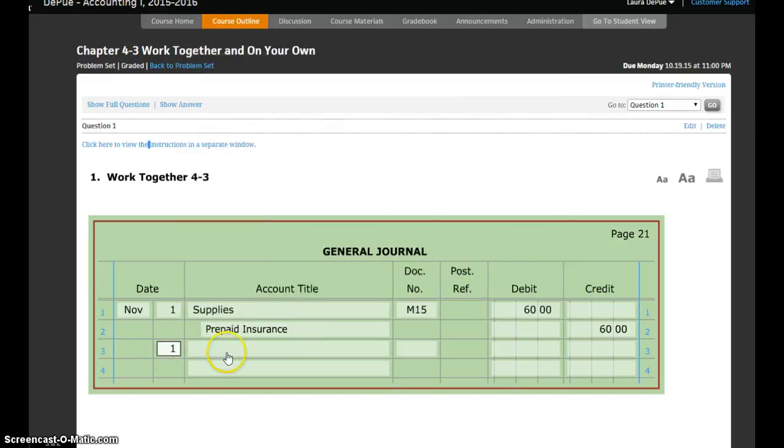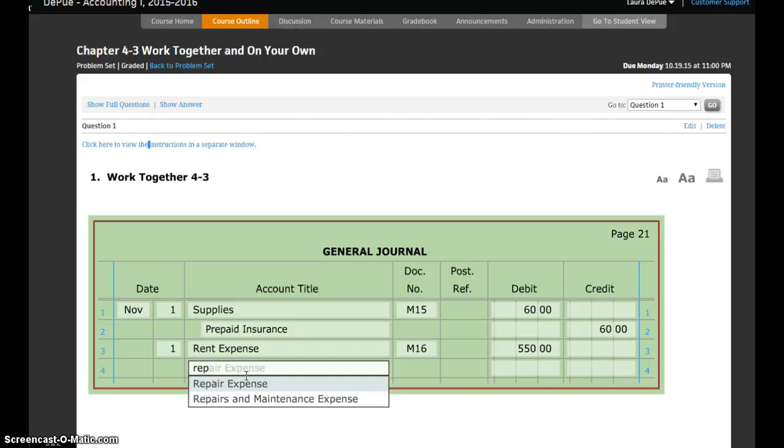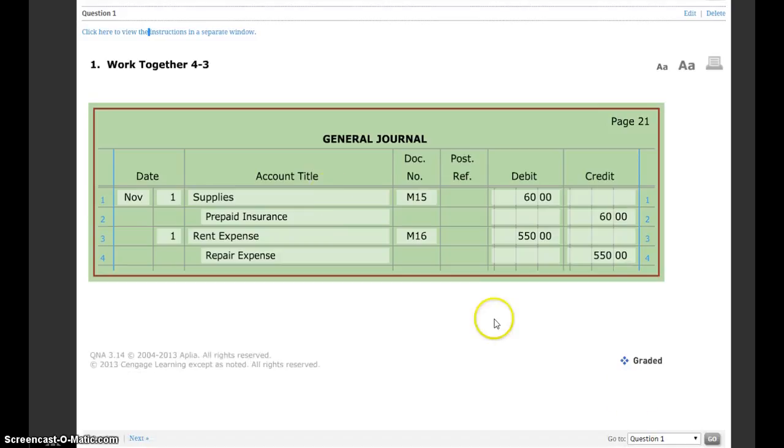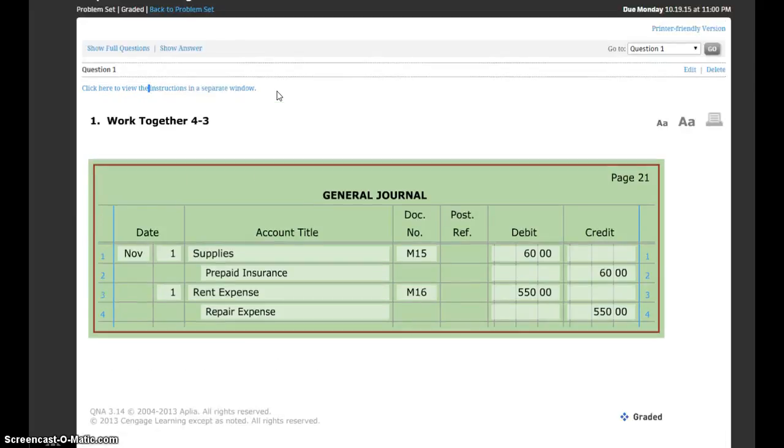So we put the month or the date there, the 1st. We put in the account that should have been, which was the rent expense. That's what should have been debited, and the amount was $550. And we credit the account in error, which was the repair expense for the $550. So that's one way to correct any errors that you find in a general journal. Just make a correcting entry there to make the accounts up to date and accurate. So this concludes the Work Together 4-3. Go ahead and complete the Work Together 4-3 on your own.